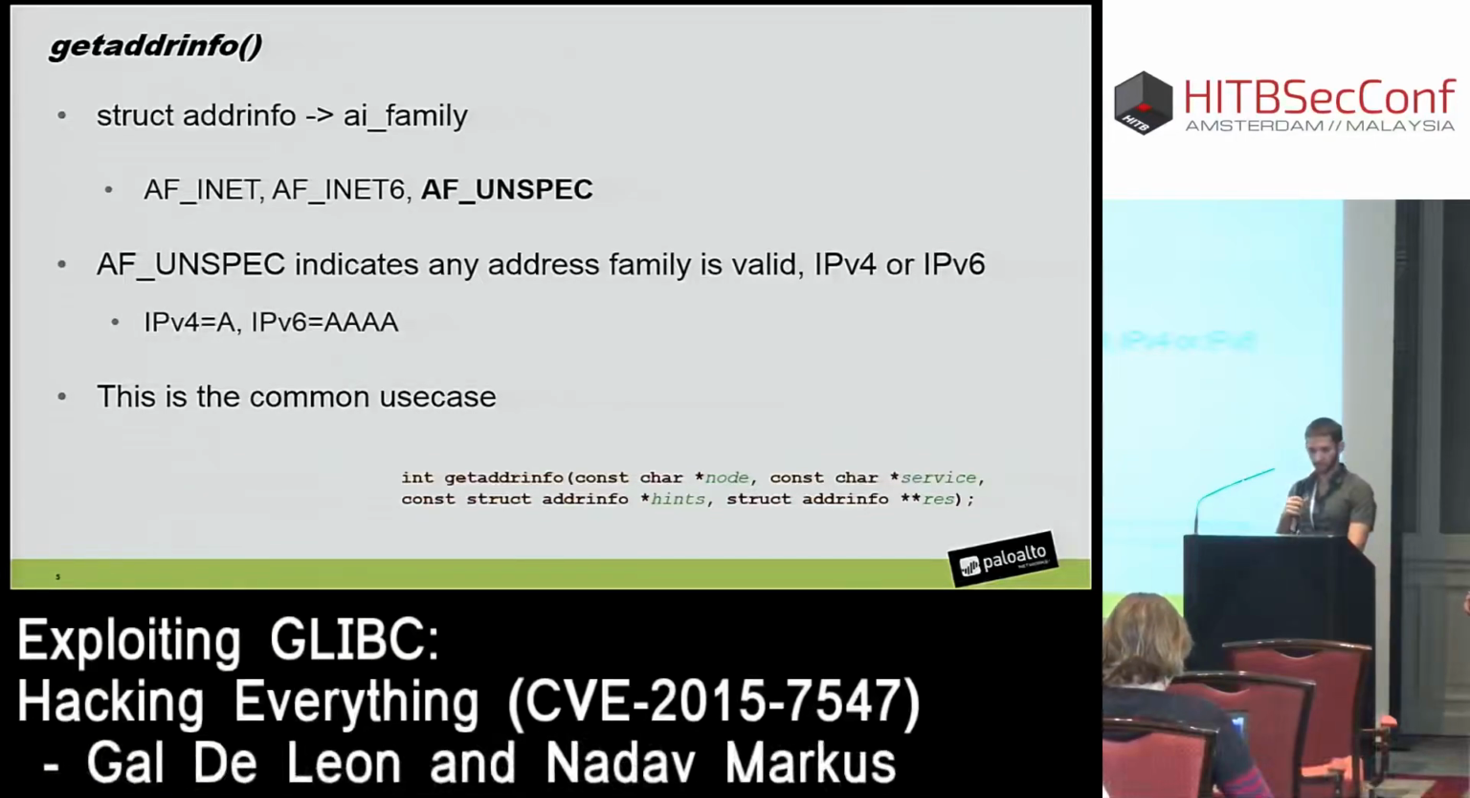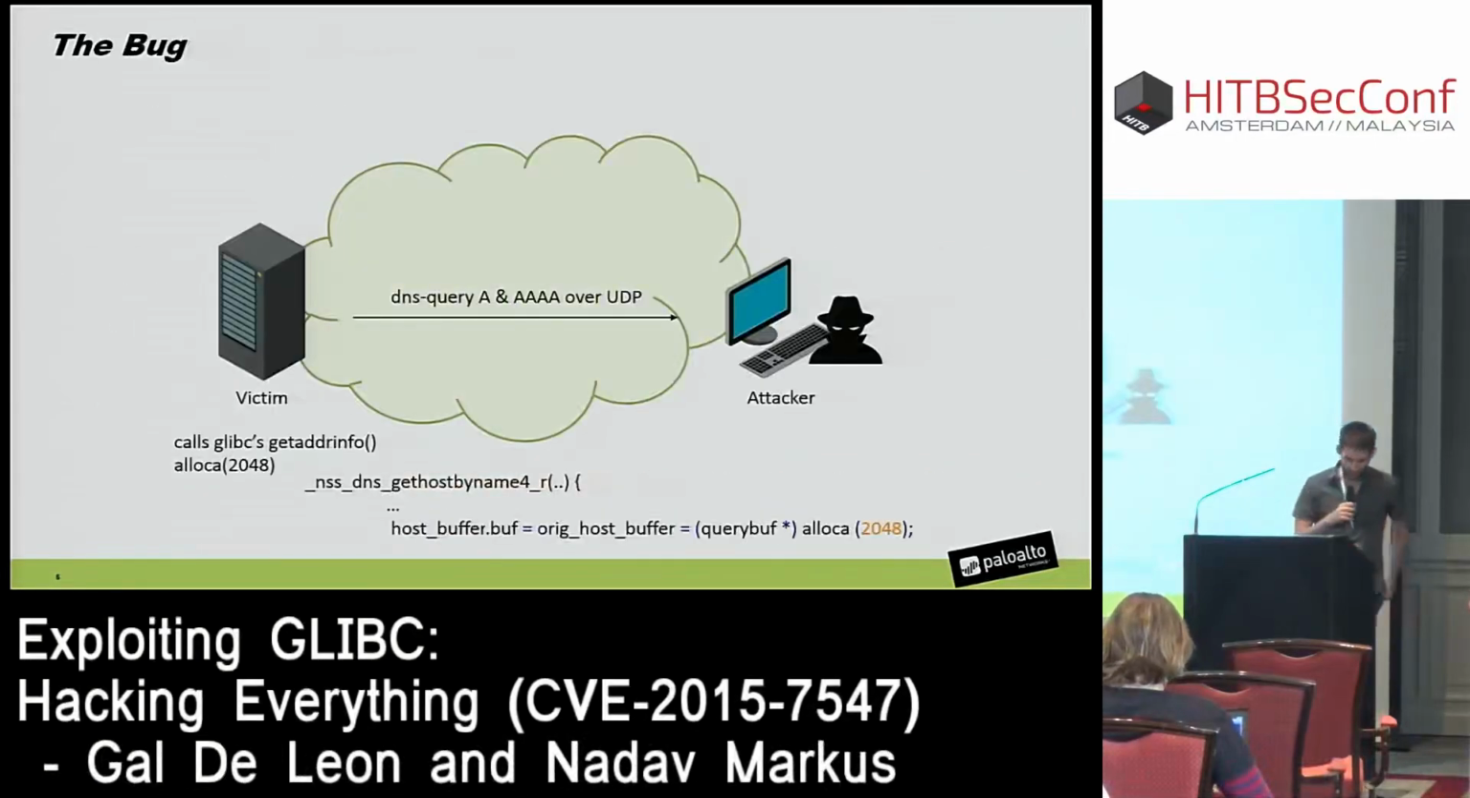So let's talk a little bit about the bug. Let's say, as I mentioned earlier, that an SMTP server tries to relay an email. In order to do so, it uses getaddrinfo to resolve the corresponding host. So a call to getaddrinfo is performed. This results in several things. First of all, a DNS query over UDP port 53 for both the A record and quadruple A records is sent.